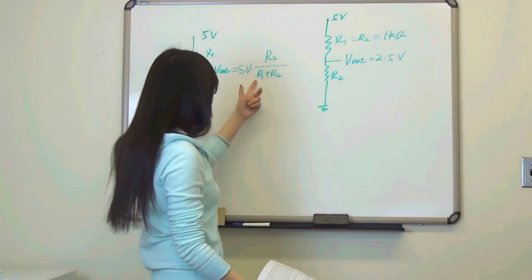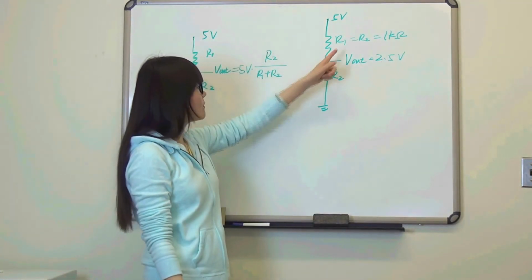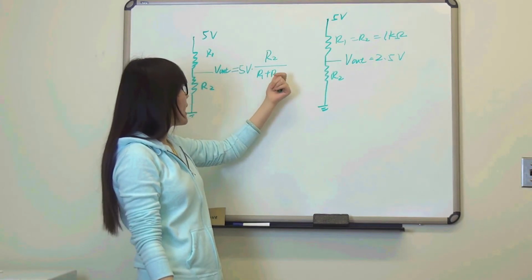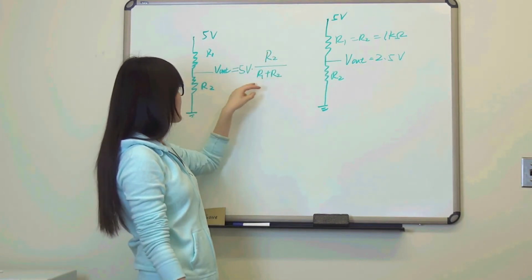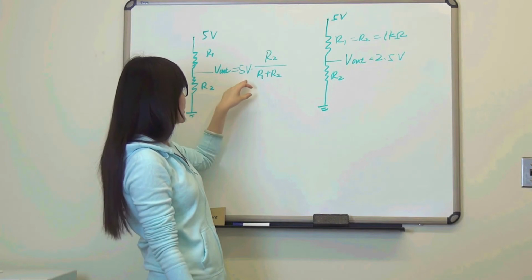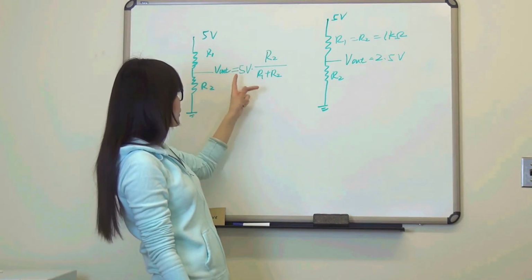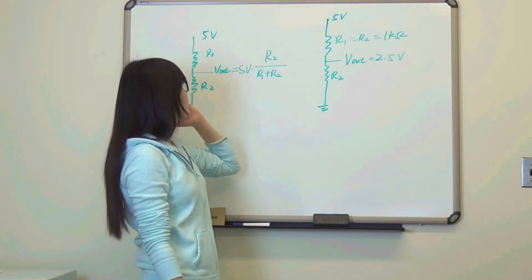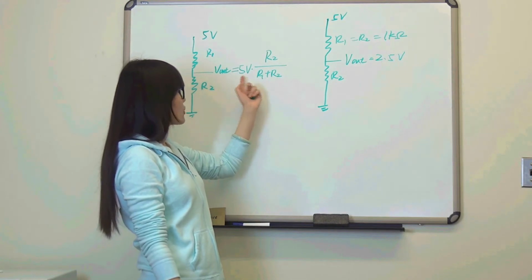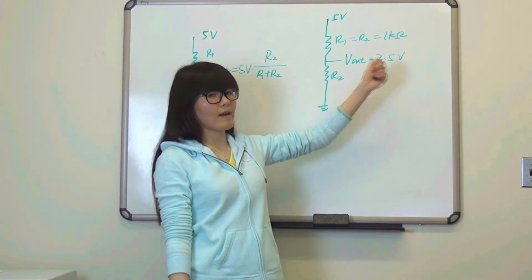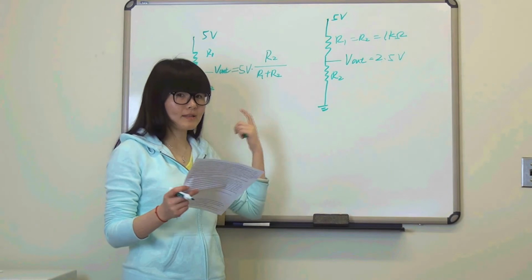Look at the equation here. Every time you have R1 equals R2, you will end up with V out equal to half of the original voltage, which is half of the 5 volts, which is 2.5 volts. It's really simple to understand.